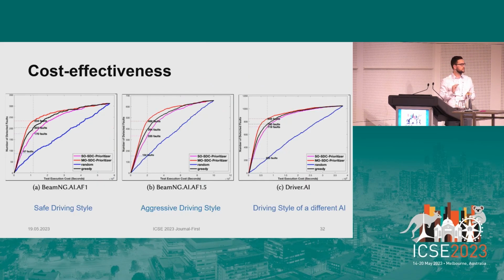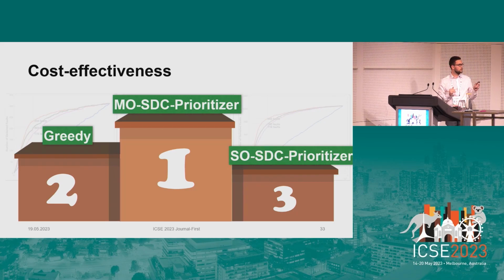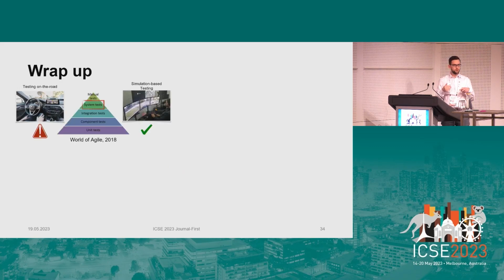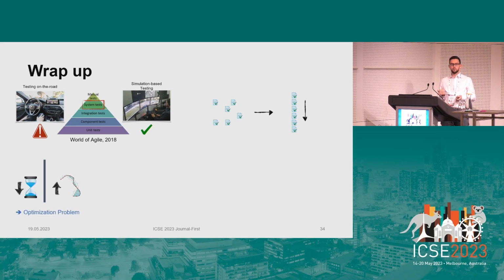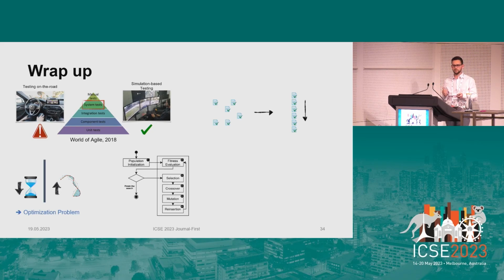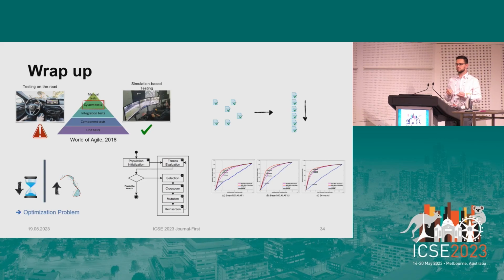But this result is consistent among different AI settings. So overall, our multi-objective approach outperforms all other approaches. To wrap up, we do simulation-based tests on system level. We need to prioritize them, but in a way that we minimize the execution cost and maximize the diversity of the tests early in the testing process. For that, we use a genetic algorithm, and the multi-objective approach outperforms all other approaches. Thank you very much, and I'm open for questions.